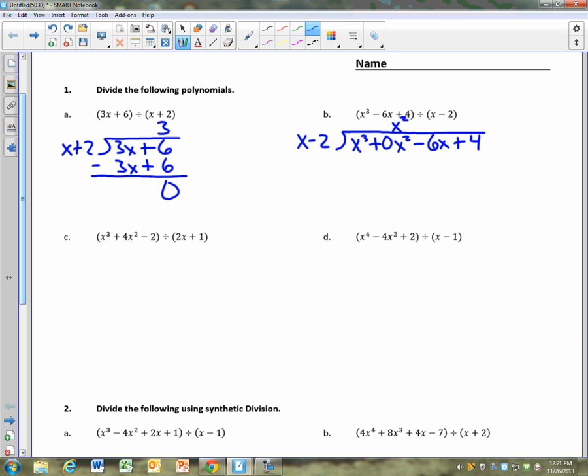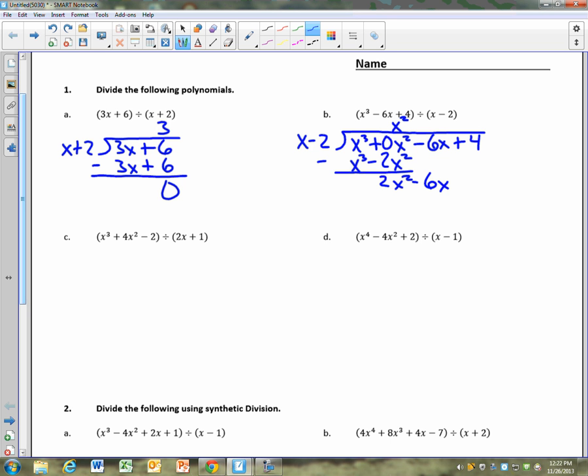All right. I multiply that back through. I get x to the third minus 2x squared. And I subtract. What's x to the third minus x to the third? 0. What's 0x squared minus negative 2x squared? Positive 2x squared. Now, since you have an x minus 2 here, so it's a 0x squared minus a negative 2x squared. Since I have a binomial here, I have to have a binomial here. So I need to drop down my minus 6x. That way I have a binomial.